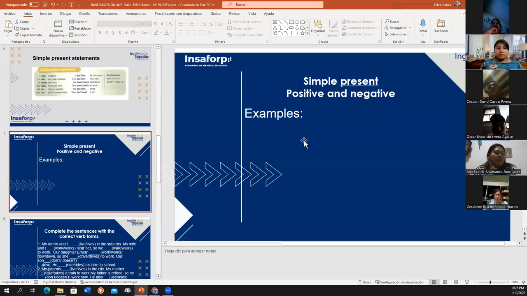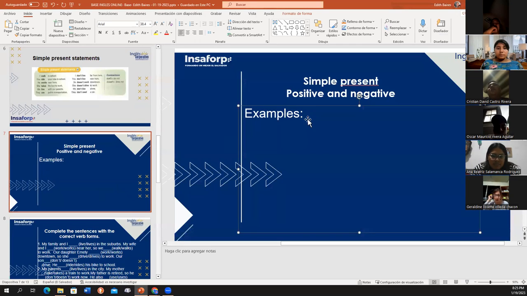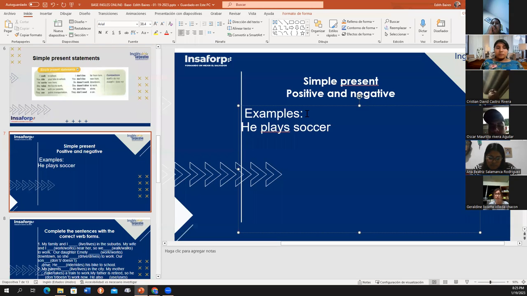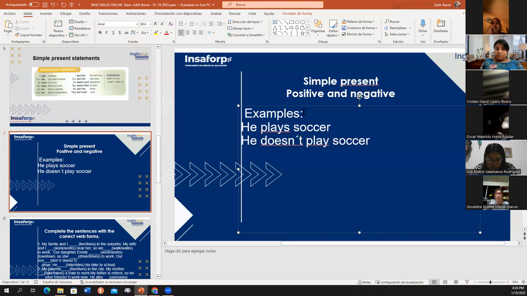Volunteers, who wants to tell me examples? Me, teacher. Okay. He plays soccer. Plays soccer. Okay, good. And the negative? He doesn't play soccer. Very good. We're going to use a contraction there. He doesn't play soccer. What happens with the letter S?